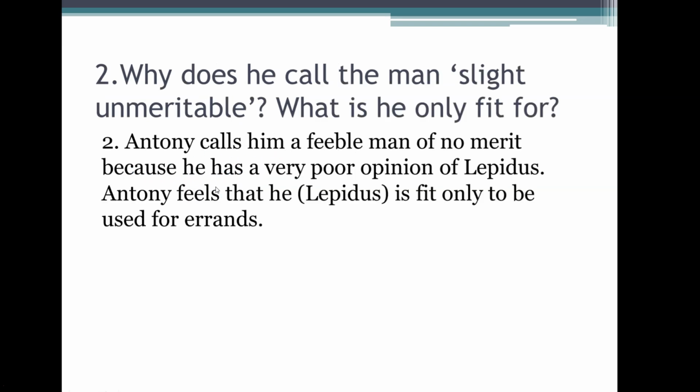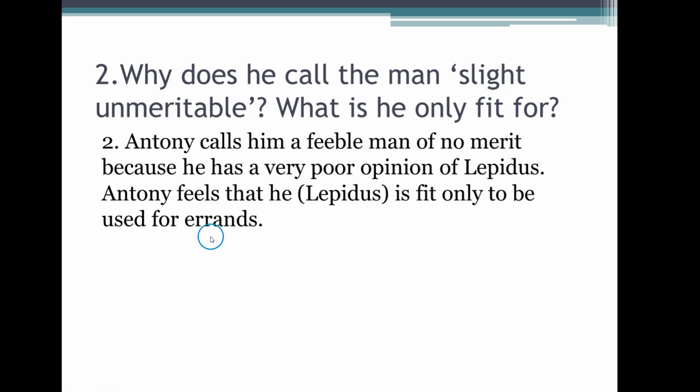So these are the keywords in this question. Why does he call the man slight unmeritable? What is he only fit for? Antony calls him a feeble man of no merit because he has a very poor opinion of Lepidus. So you can underline he has a very poor opinion of Lepidus. This part. And for the second question, Antony feels that Lepidus is fit only to be used for errands.